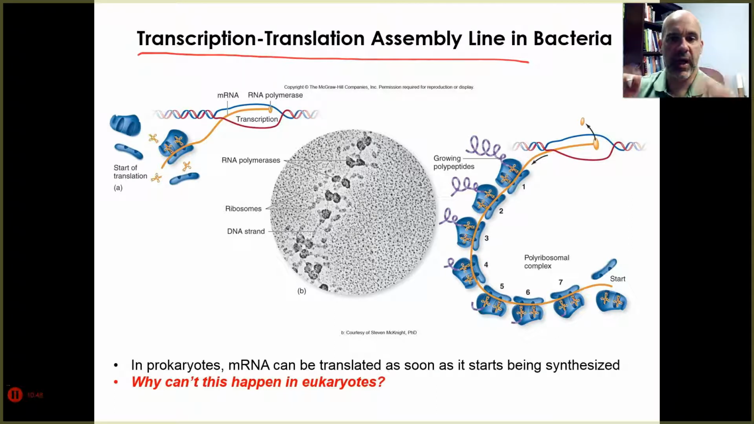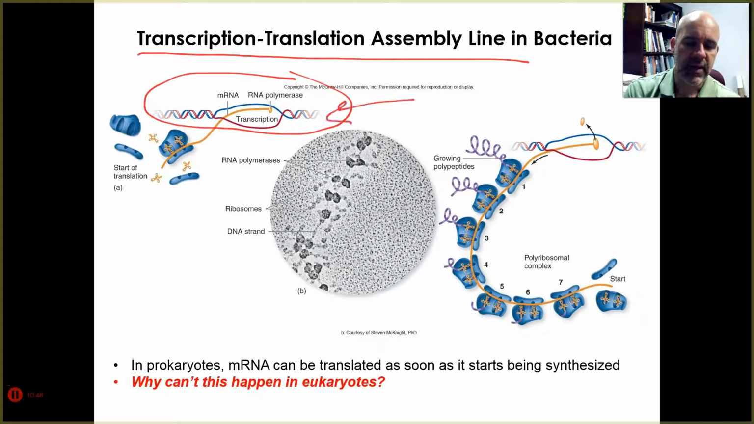So in a eukaryote, you have to do transcription in the nucleus. Messenger RNAs go out of the nucleus. They find the ribosomes in the cytoplasm, and they get translated there. In bacteria, though, you don't have a nucleus. So what that means is you can simultaneously do transcription and translation. And that's what they're showing you here.